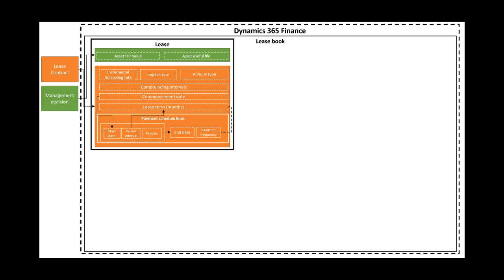And then we have in the payment schedule line, or the payment contract, the start date of the lease, which will be equal to the commencement date, or could be later than the commencement date, but it will not be earlier than the commencement date. Then we have the payment interval and periods, if we are going to pay quarterly, semi-annually, annually, or monthly. Then we have the end date and the payment frequency.